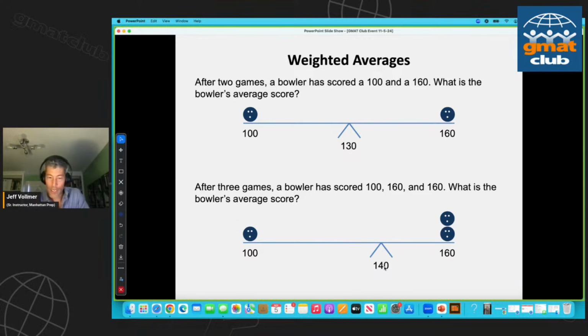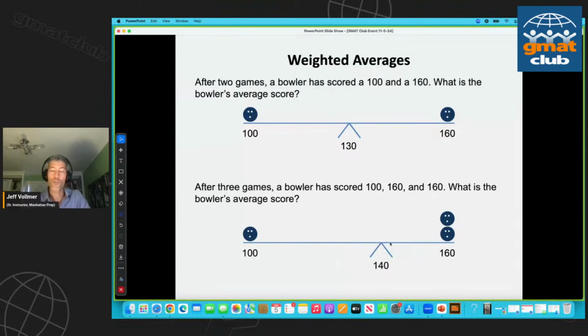It's higher than 130. But is there a way to know exactly that it gets to 140 and not 145 or 138? I know it should be closer to 160 than to 100. If I were to balance these 3 bowling balls on a board, I couldn't do it here. This board would tip downwards over here. So I'd have to move my balance point.